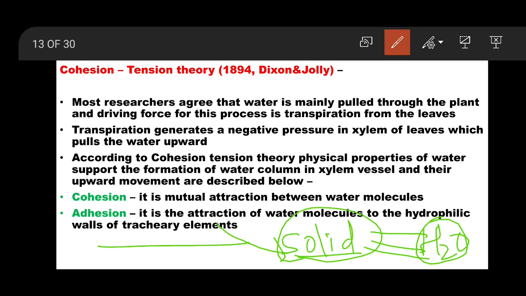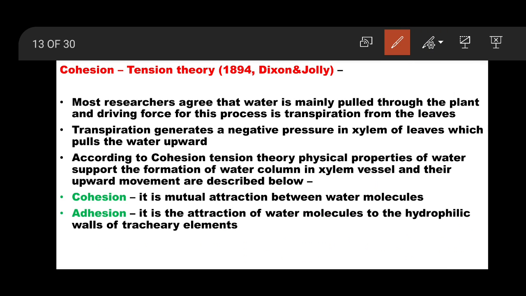So substances are different. Here is tracheary element and there is water molecule. So these two substances or molecules are different and force of attraction between them is known as adhesion. चिपकना, simple language में चिपक जाना. So if you put water on woody surface, so some water is held by that woody surface. So there is force of attraction between water molecules and woody surface. That force is known as adhesion.